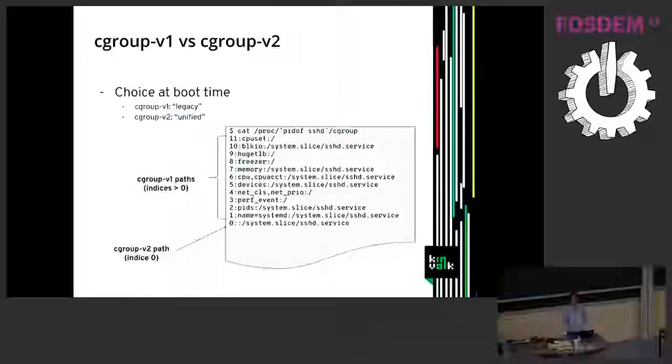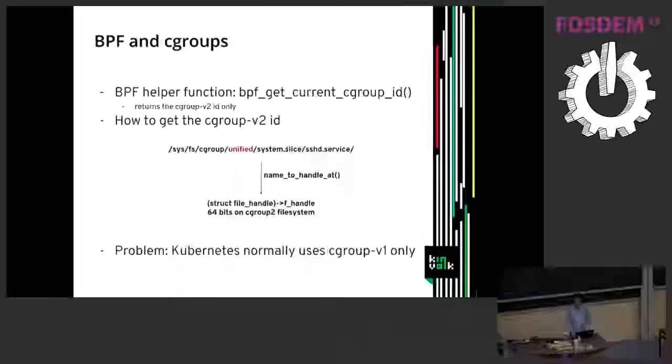Another issue is that in the kernel, we have two versions, cgroup version 1 and cgroup version 2. Both can exist at the same time if you select both, but that's a bit complicated to manage. The BPF helper function only cares about cgroup version 2. The problem is Kubernetes normally uses only cgroup version 1, so I needed to make some changes there.